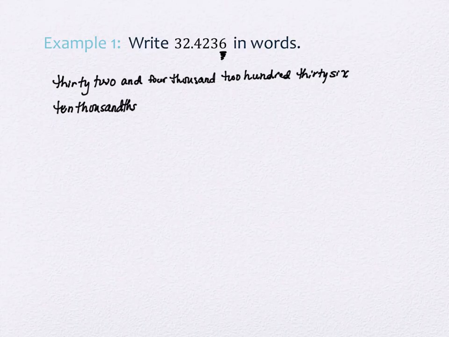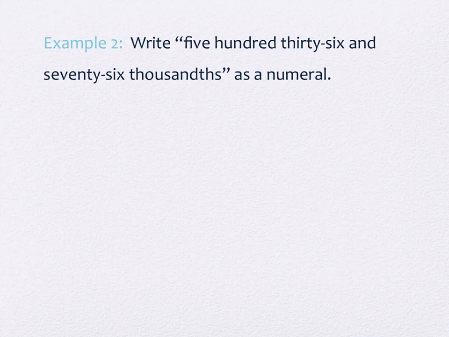Okay, is everything good? Okay, now we're going to go in the other direction. We're going to actually have one that's written out for us, something that would have been verbally conveyed, and then we're going to write it as a numeral. So this one says 536 and 76 thousandths.